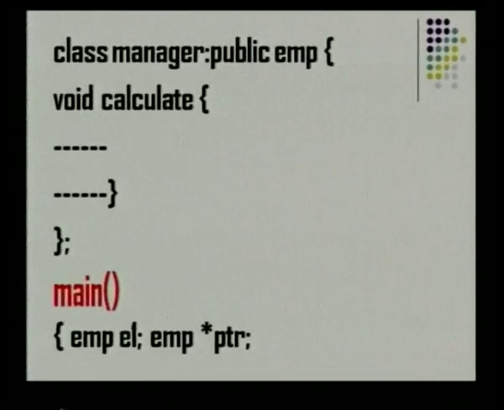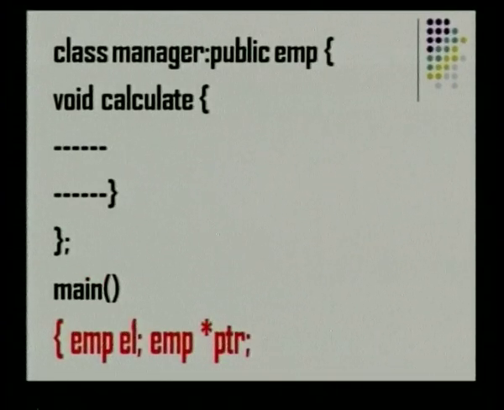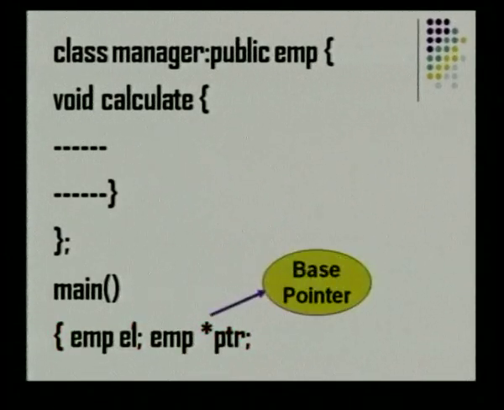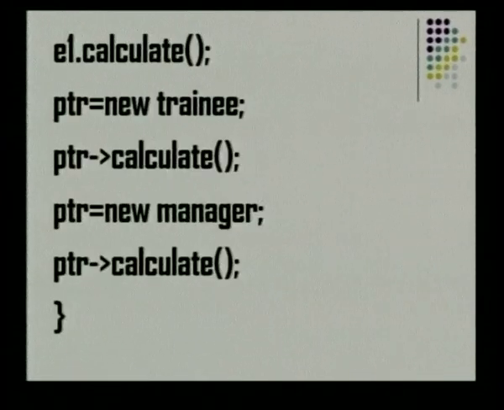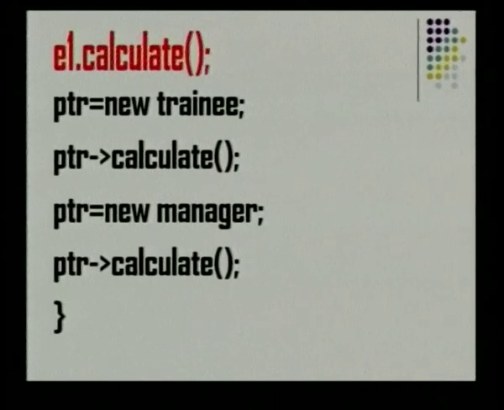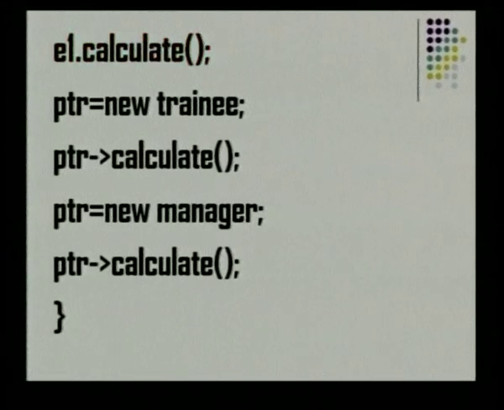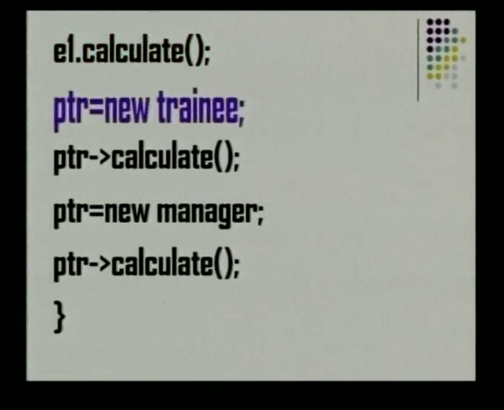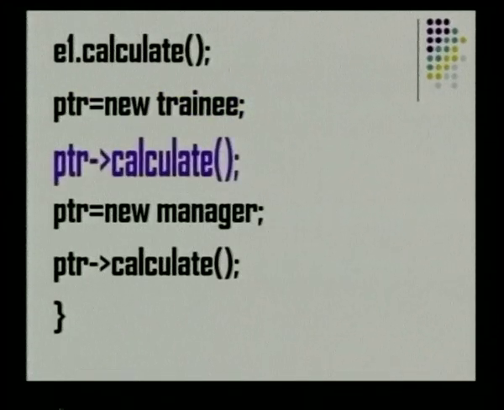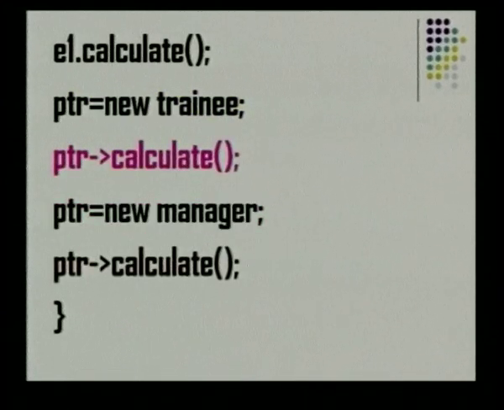You are having the main function, you are having the creation of a simple object and a pointer object. This pointer is called the base pointer because this is the pointer for the base class or the super class. E1 dot calculate, the normal way of calling the calculate function. So, this will call the calculate of the main class. We have to use the new operator with the pointer. So, you are creating an object for the trainee class, you are calling the calculate function, creating an object for the manager class and calling the calculate function.